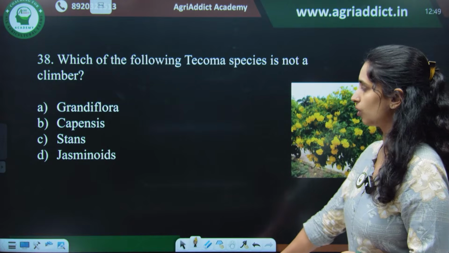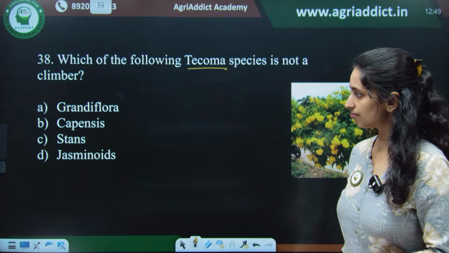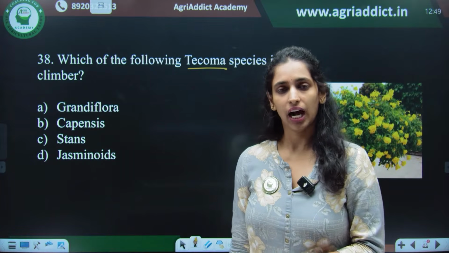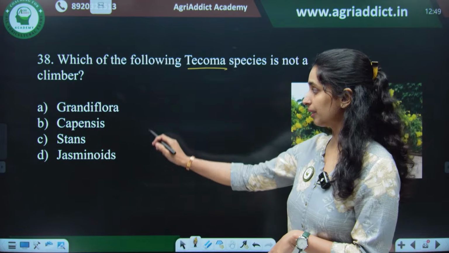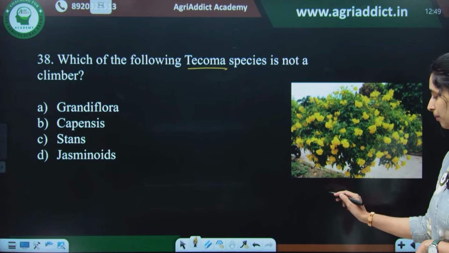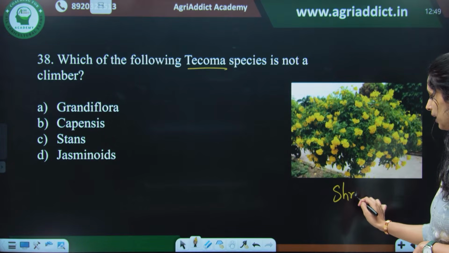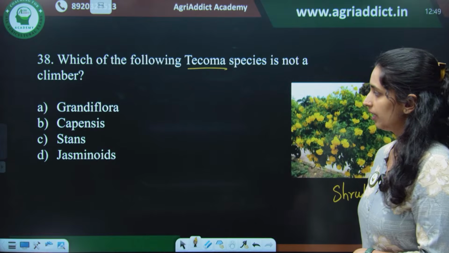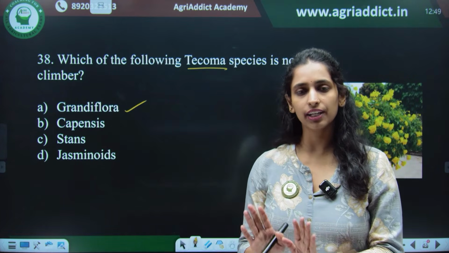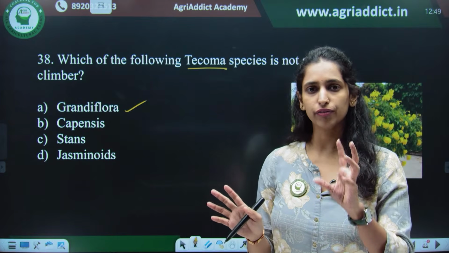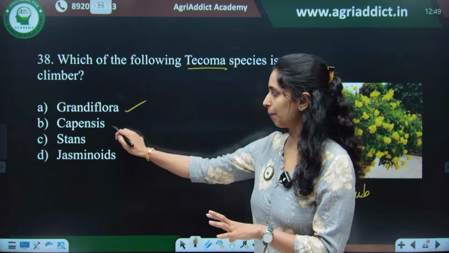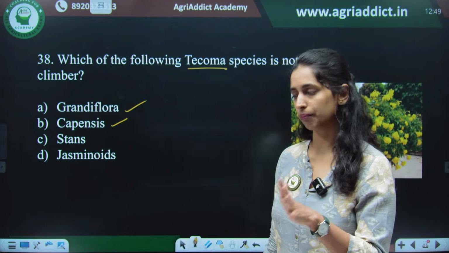38. Which of the following Tecoma species is not a climber? In this, if you know one plant, the answer is easy. We also do not know all the options, still if you know one plant, this plant, it is a shrub. So if you know this, you can answer this. Tecoma grandiflora. You remember, if a word like grandiflora comes, it is a climber, because grandiflora means big flowers, mostly in climbers. And capensis is also a climber.